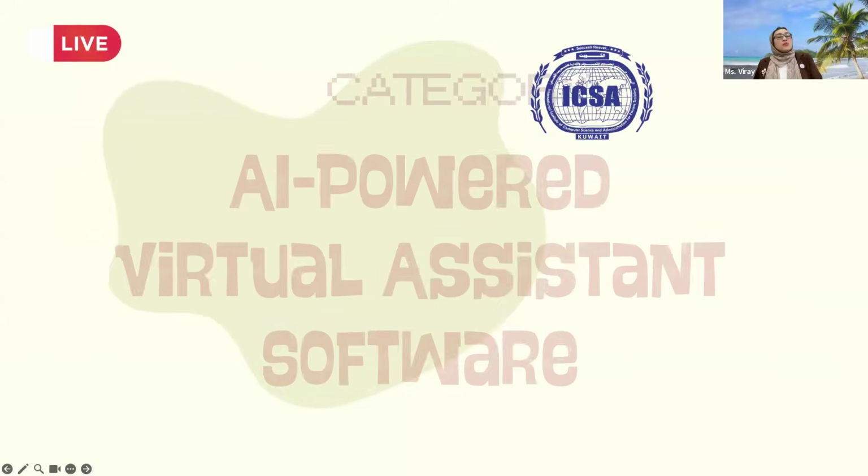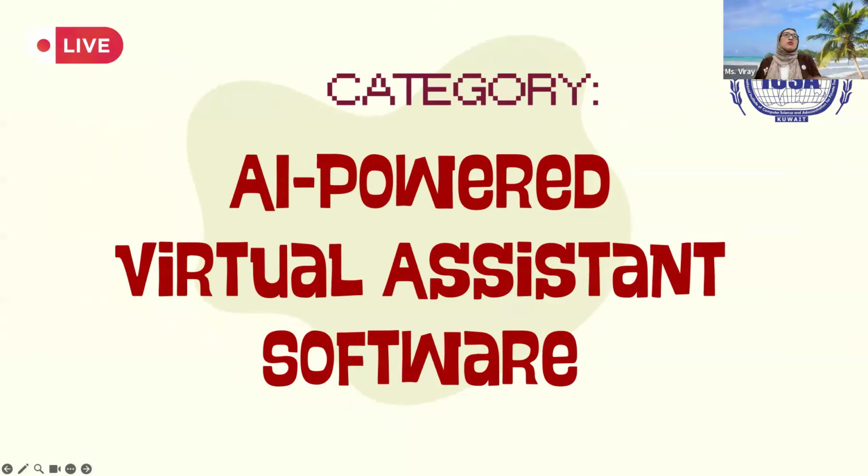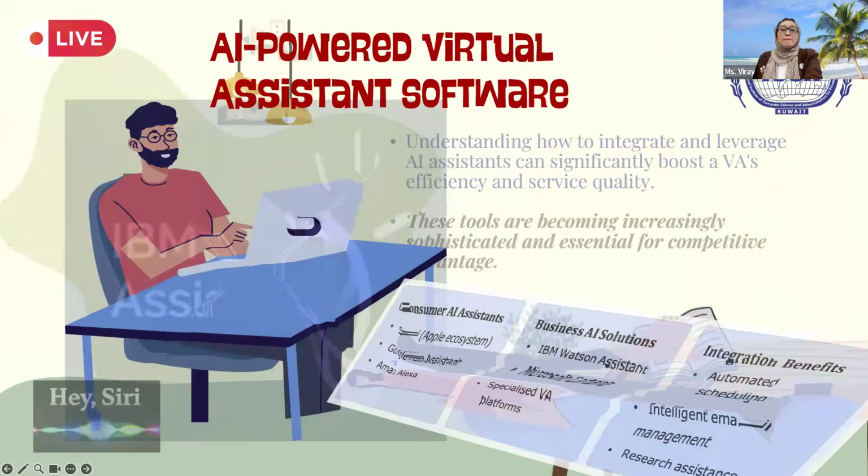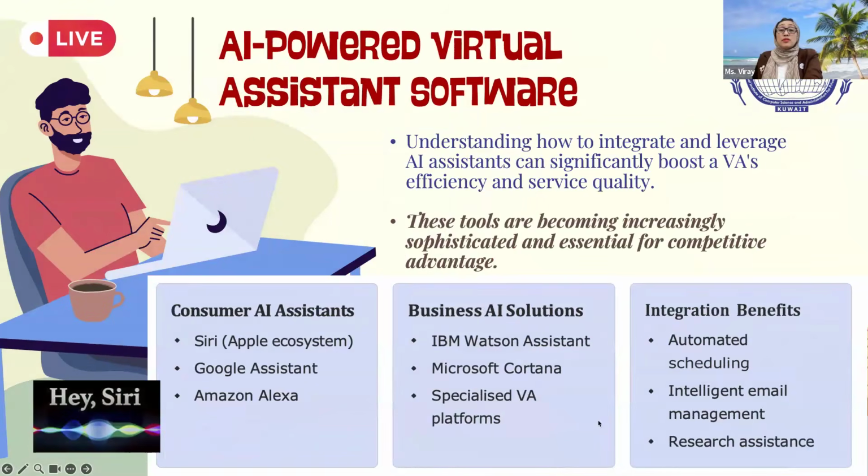Okay, another category we have is AI powered. The first category is the core technology, then you have productivity and automation, then communication. Now we have AI powered VA software. And what are these? Of course, we have the things that you have mentioned earlier, those natural AIs that came. And also we have the normal ones like Siri, Google Assistant and Alexa. These are also AI.